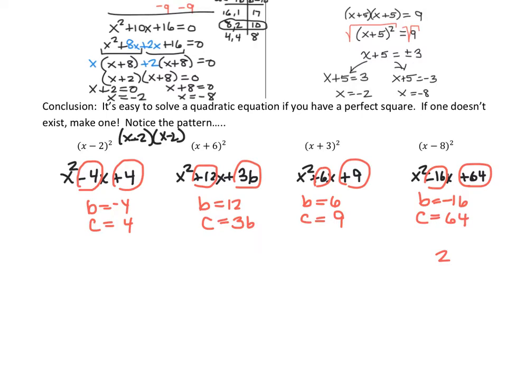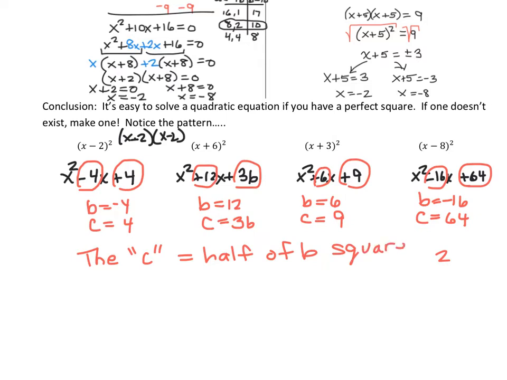Take a moment, even pause this video. See if you can see a pattern here, the relationship between b and c. Are you able to see a pattern in every case? The pattern is that c, whatever that c value is, it turns out to equal half of b squared.